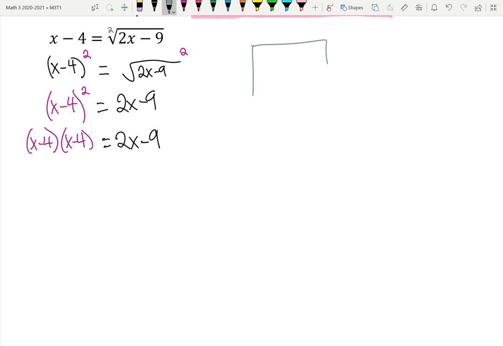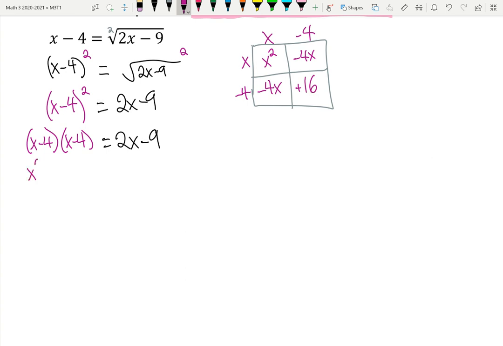The idea here is I need to multiply them. So I'm going to take x minus 4, multiply by x minus 4, and this produces x squared minus 4x minus 4x and positive 16. If I combine the middle terms, this is equivalent to x squared minus 8x plus 16 equals 2x minus 9. If you're still confused on what to do, remember the zero product property.